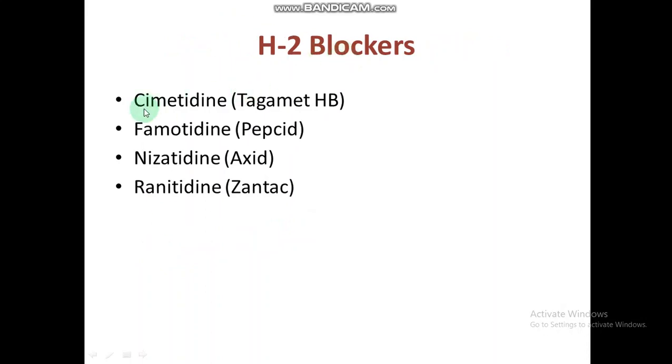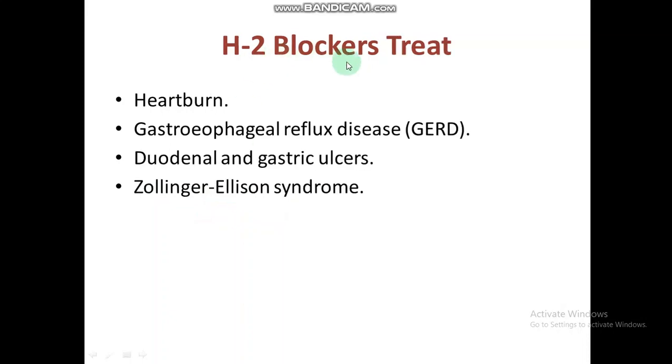H2 blockers. H2 blockers include cimetidine, famotidine, the brand name is Pepcid, nizatidine, and ranitidine. The most common medicine available in the market is Zantac. H2 antihistamines are used for gastrointestinal problems. H2 blockers can be used for heartburn, gastroesophageal reflux disease, duodenal and gastric ulcers, and Zollinger-Ellison syndrome.